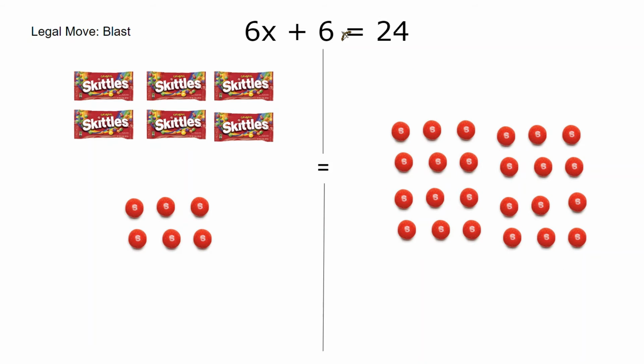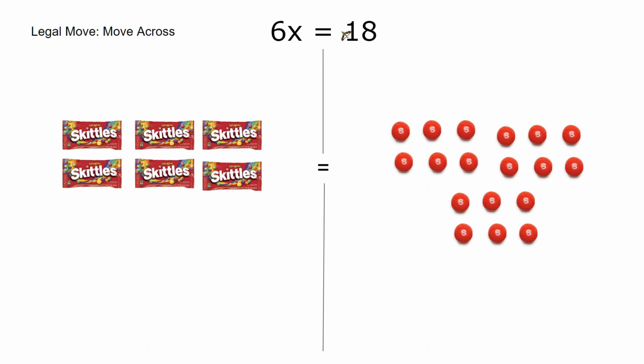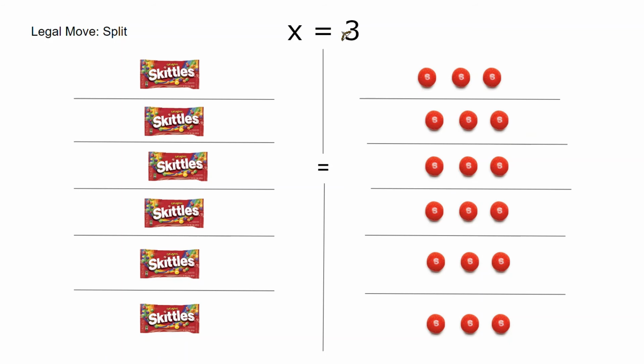So I blasted 2 red Skittles with 2 sour Skittles, and since negative 2 cancels out positive 2, it leaves me with 6x plus 6 equals 24. Then I moved across 6, and I was left with 6x equals 18. So finally I used split and divided 18 by 6, which is 3, so it is x equals 3.